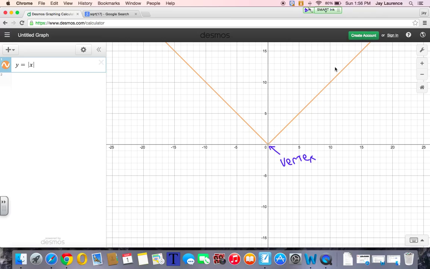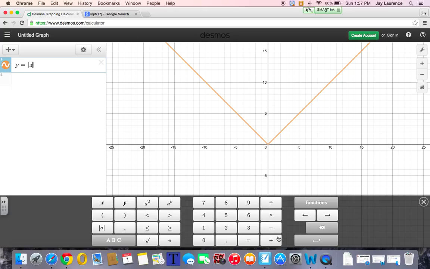Okay, now, that's what the table did for me. But I'm wondering what would happen if I had a more complex function. Like say, let's go in here and put a plus 2 in there. Well, look at that. My vertex shifted 2 to the left. When I did plus 2, it shifted 2 to the left. What would happen if I shifted it plus 5? Well, it went 5 to the left.